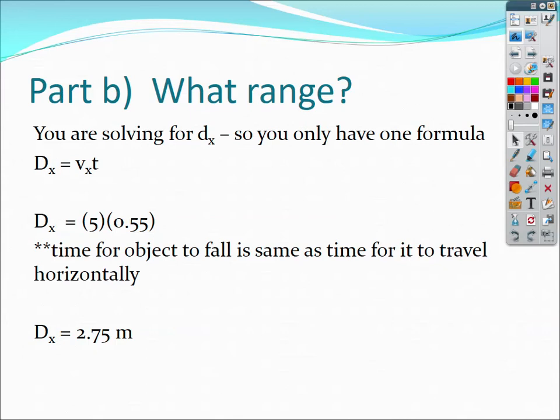All right? What about the range? This is always the easier part. There's only one formula for solving the range, dx equals vxt. We already know that the velocity is 5. That's the initial x velocity, which is the final x velocity. We now know that it's in the air for 0.55 seconds. I can multiply these two. This object will go 2.75 meters in 0.55 seconds.